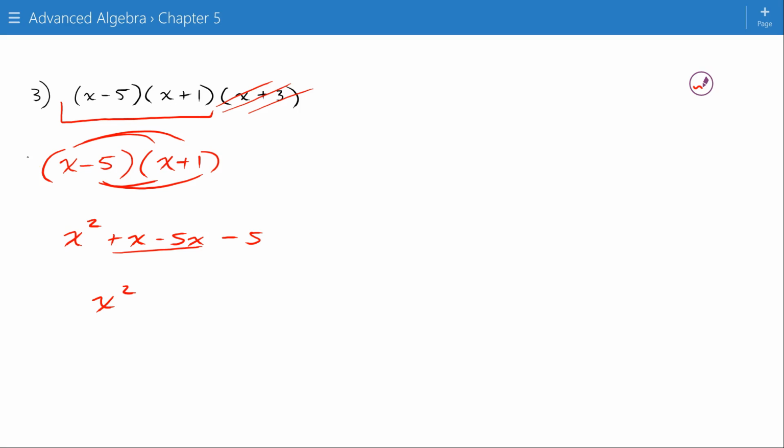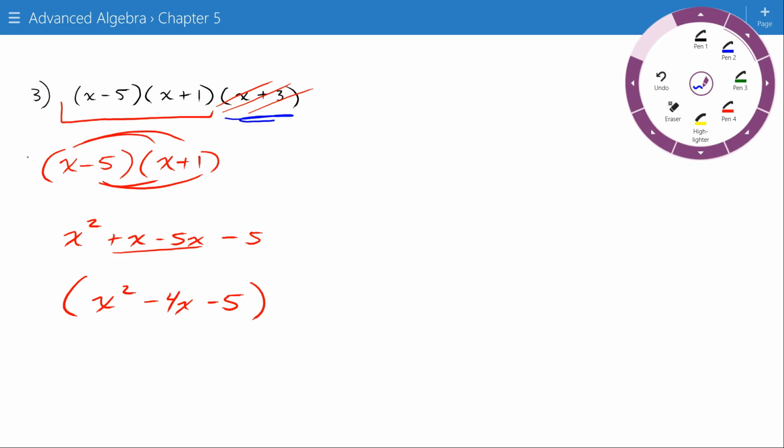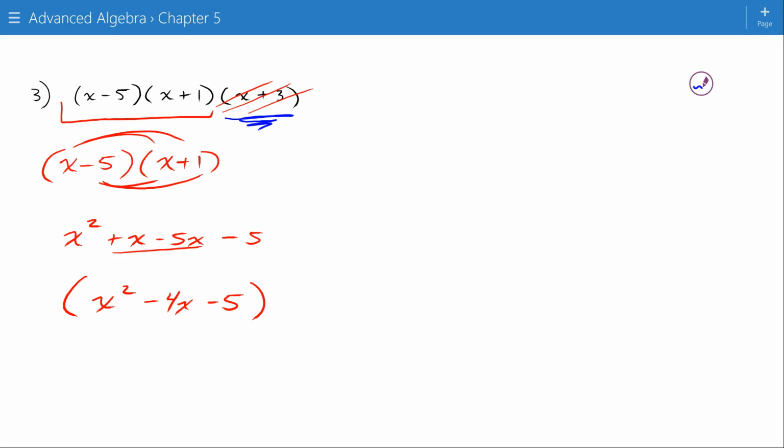Combine your like terms, and you're left with x squared. You can combine those two middle terms to give us negative 4x minus 5. So that's really us taking those first two pieces and multiplying those together. But don't forget, you also had that x plus 3, so now we're going to bring it back into the problem. And we're going to say, okay, the result from x minus 5 times x plus 1, now let's multiply that by that x plus 3, that third missing piece.